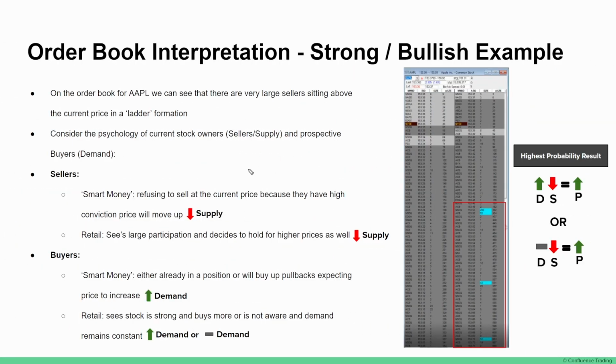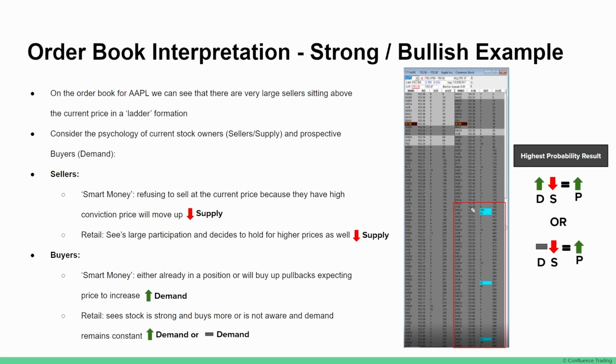All right, so we've got our economic refresher out of the way. Now we're going to apply that to a real-world example on Apple. And this is an example of how to interpret a strong or bullish level 2. So if you look at our order book of Apple, the current price is sitting at $153.36.